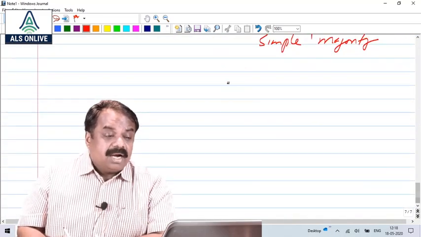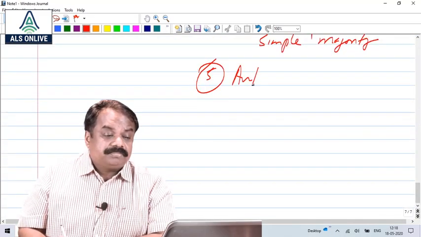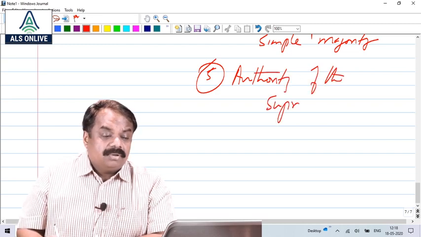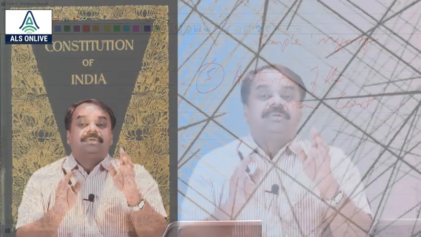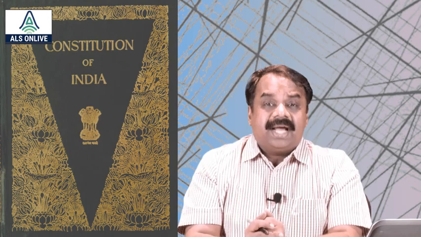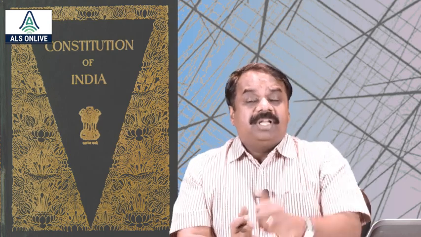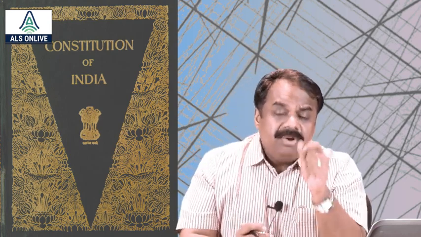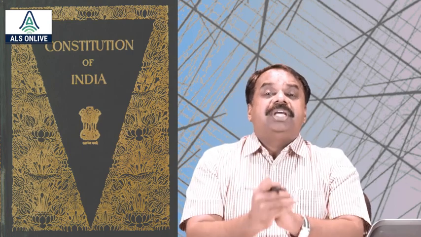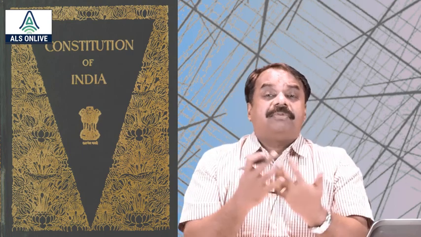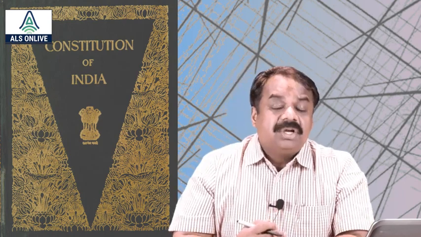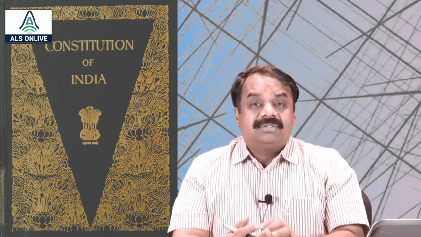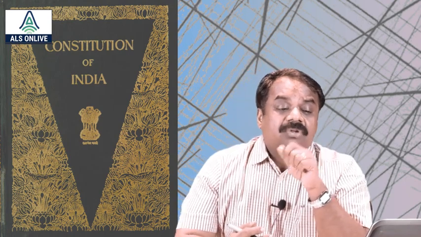And the fifth is the authority of the Supreme Court. If a dispute arises between the center and the states, how will you resolve it? This power is given to the Supreme Court. The Supreme Court of India will decide on disputes between the center and the states, or any dispute between two states. So, there is a clear-cut authority of the court.